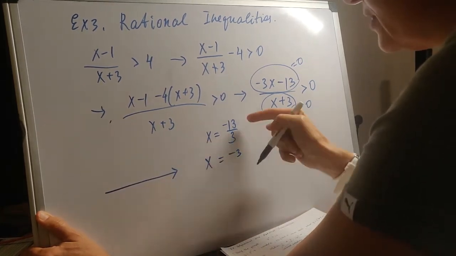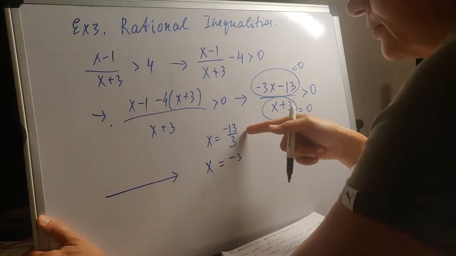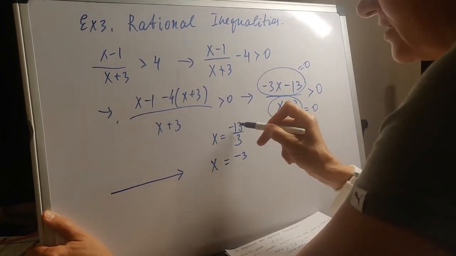Now, what is greater out of these two? Remember, I was telling you that everything is easy to compare to 0, but it's not easy when you compare two numbers. Well, what is negative 13 over 3?